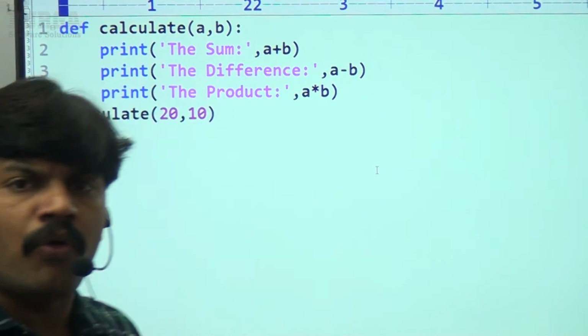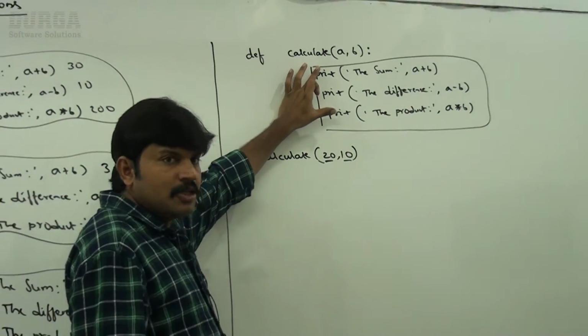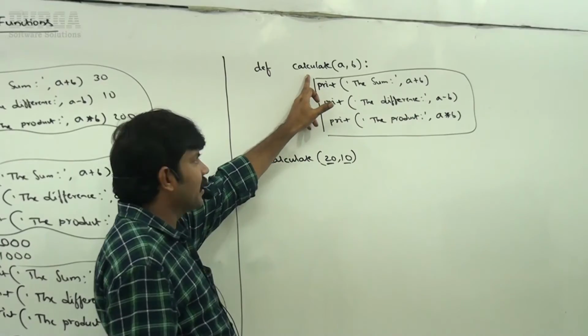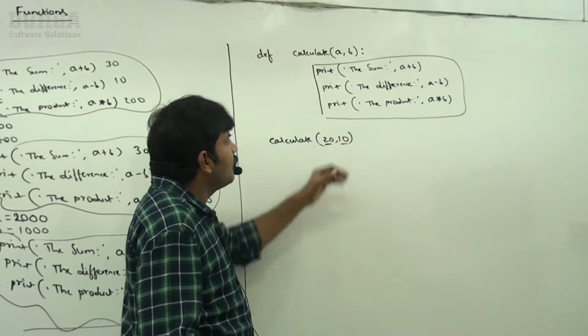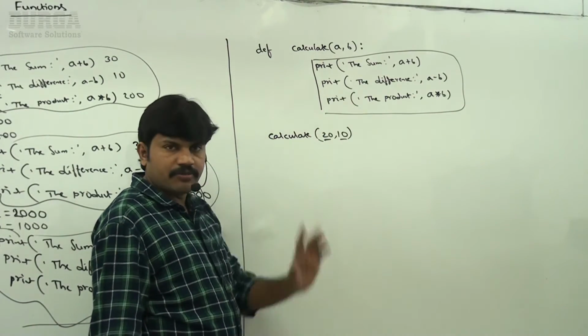Which code is repeatedly required? That code I'm writing separately, inside a special syntax. Now, wherever these lines of code are required, I want to call them. So for 20 and 10, happily this is executed, right?